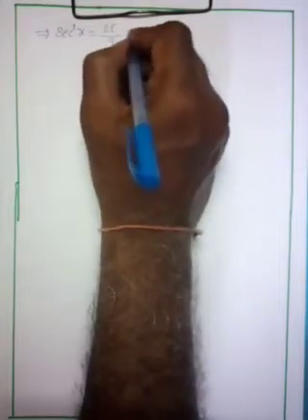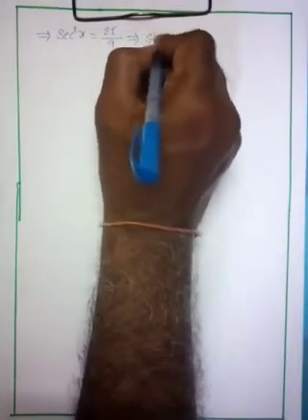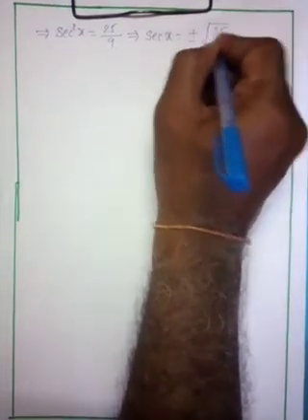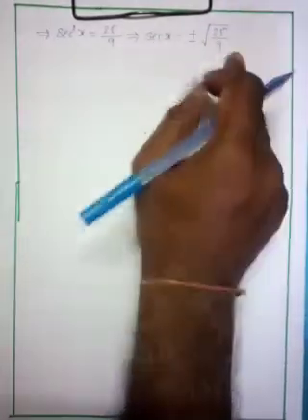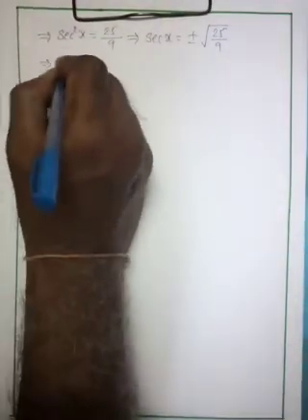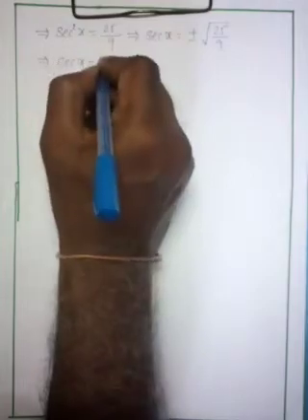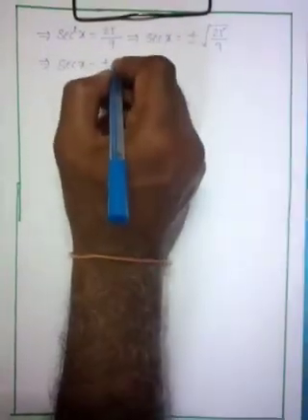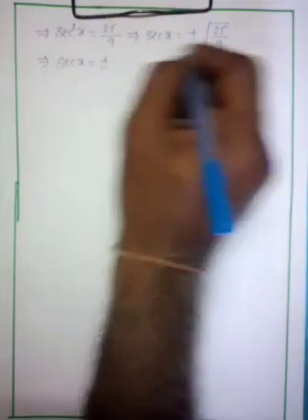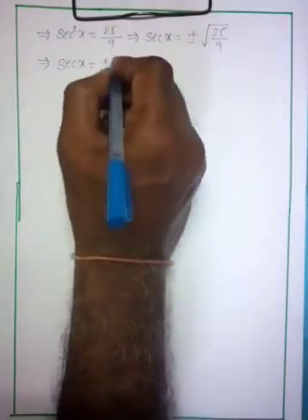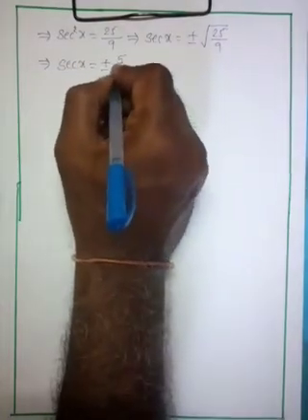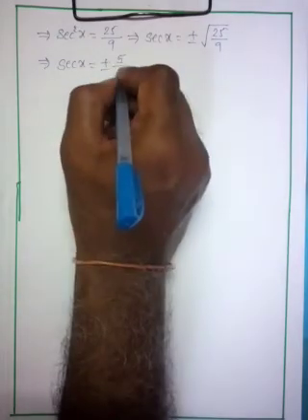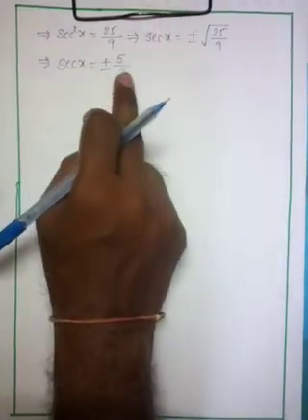Okay, my dear children? This implies secant x is equal to plus or minus square root of 25 by 9. Understood this step, my dear children? Right. This implies secant x is equal to plus or minus root 25 by root 9. Isn't it, my dear children, or not? Right. In the numerator, root 25. What is the value of root 25? 5. By in the denominator, root 9. What is the value of root 9? 3. Understood this step, my dear children?